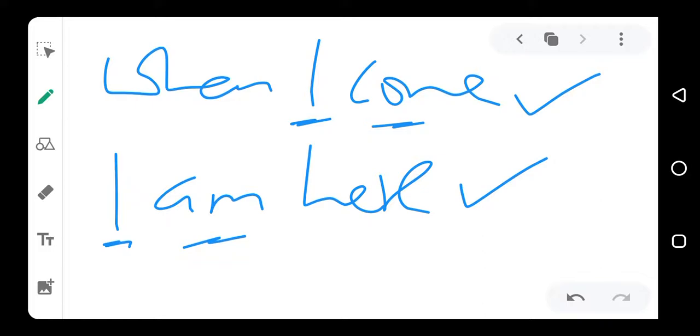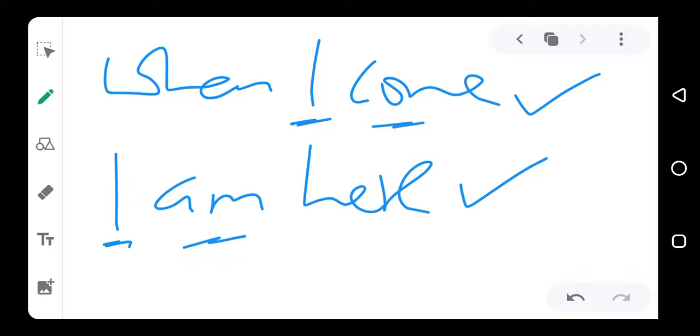Now looking at these two examples, we can notice one thing. The first example, "when I come," is not a complete sentence. When somebody tells you "when I come," you'll be expecting the person to say more things. Like, "when I come, I'll give you my Bible." "When I come, I'll help you." "When I come, I will tell you something." So it needs something to make it a complete sentence. But the second one, "I am here," you can put your full stop. It makes a complete sentence.